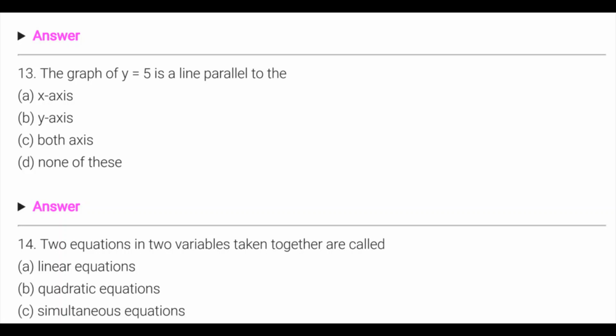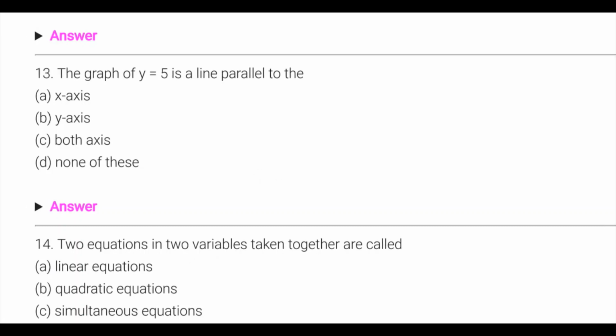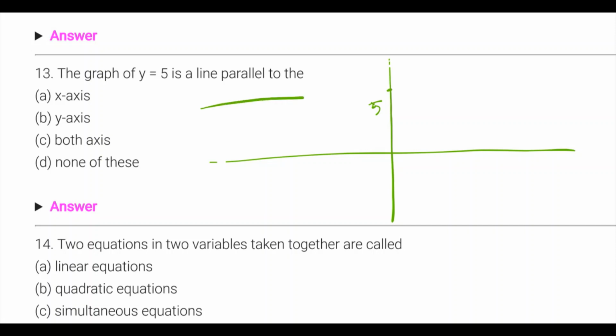Next, the graph of y equals 5 is a line parallel to the... So y equals 5. This is 5, y equals 5. So it is a line parallel to the x-axis.